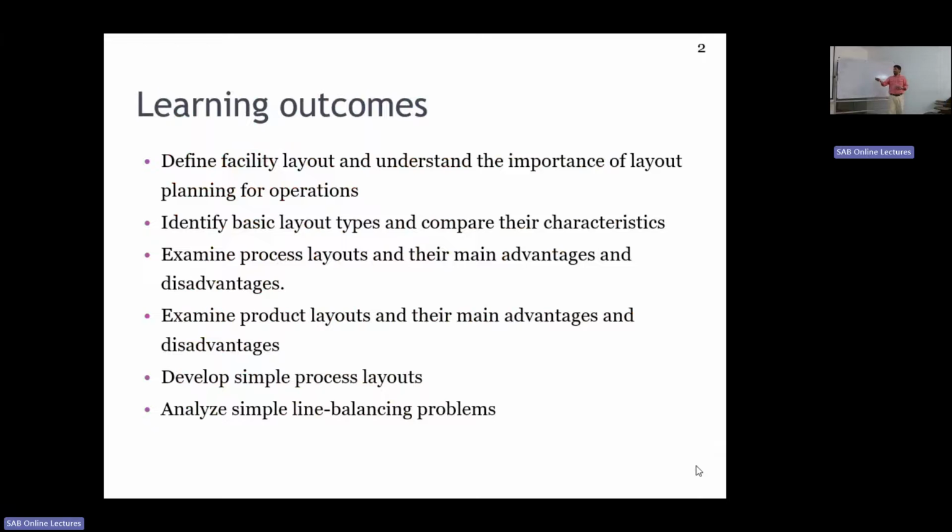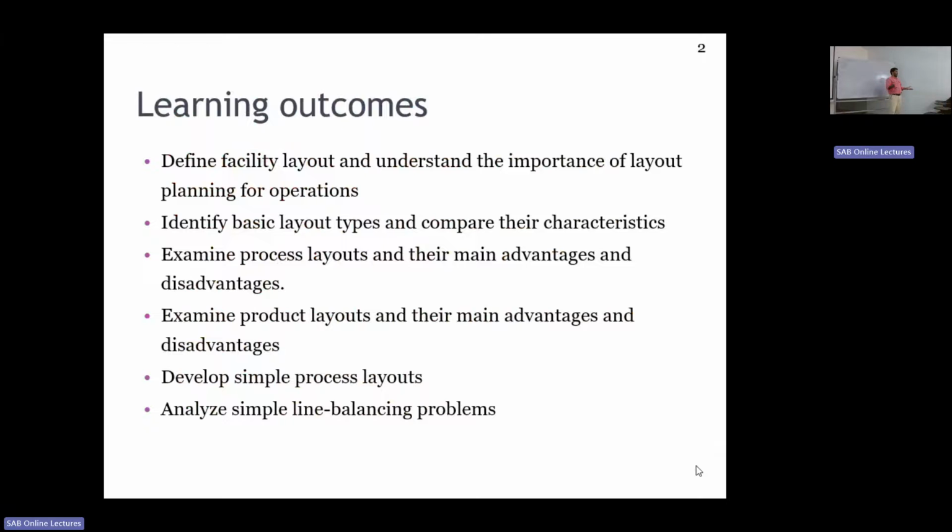Now, in the topic, these are the areas we are going to cover. Define what facility layout is and understand why this is important. Layout planning is important for smoothly managing operations. Hello? Hello? I hope you are connected to this, right? Okay.